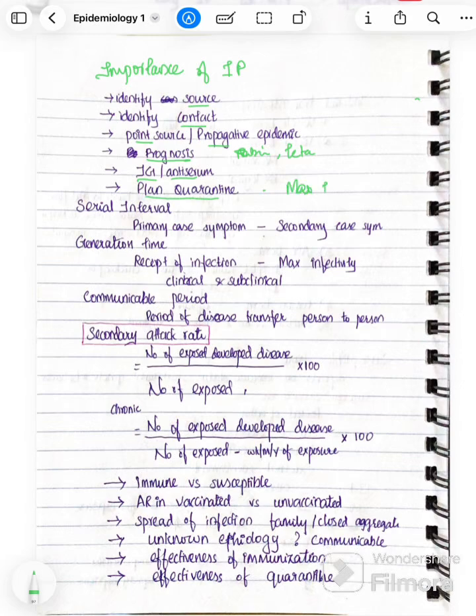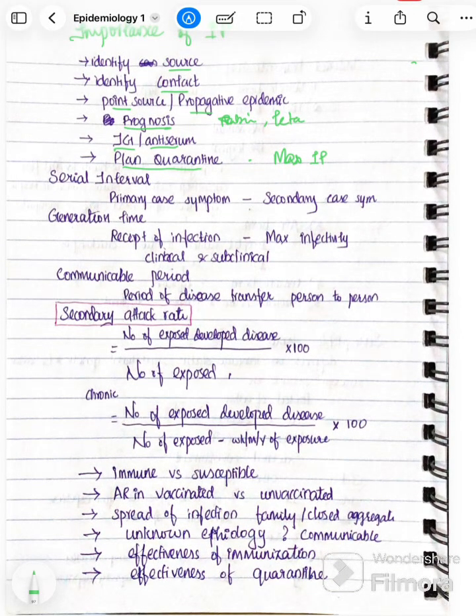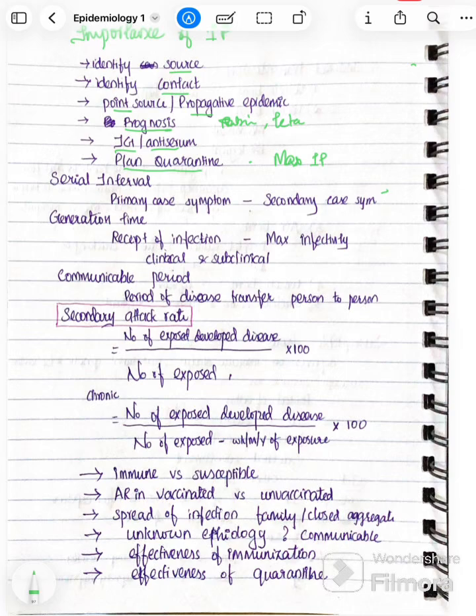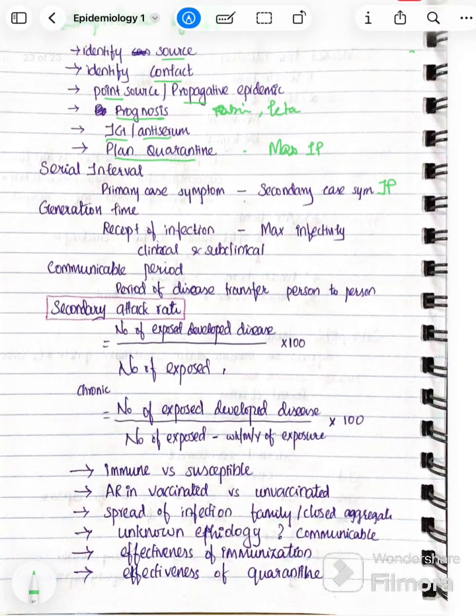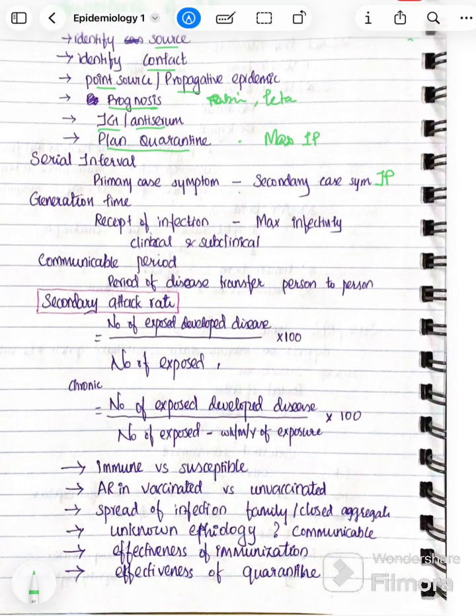for the maximum incubation period time. And serial interval: the interval between the onset of symptoms in the primary case and the onset of symptoms in the secondary case is the serial interval. We can calculate the incubation period using this serial interval. And generation time: the time from receipt of the infection to the maximum infectivity of the organism is called generation time. What is the communicable period? The period during which the disease can be transferred from one person to another is the communicable period.